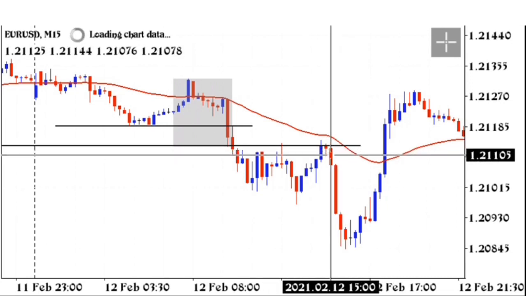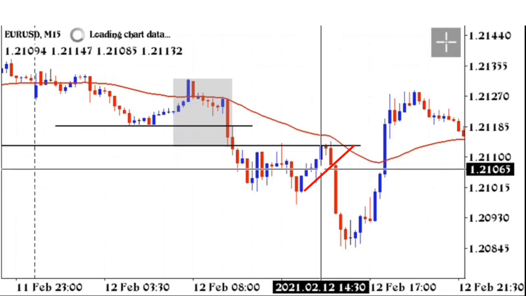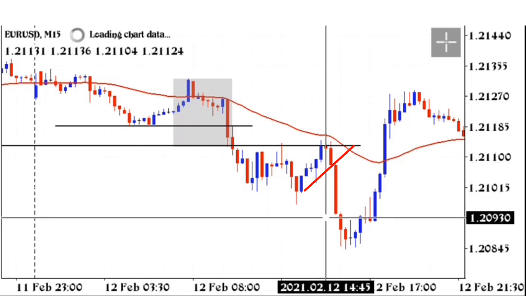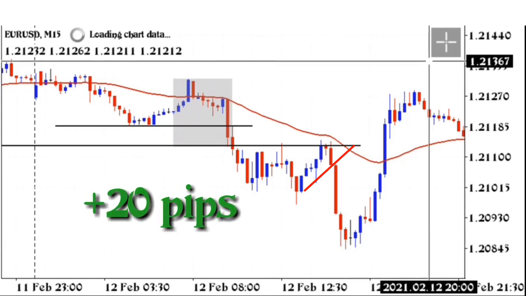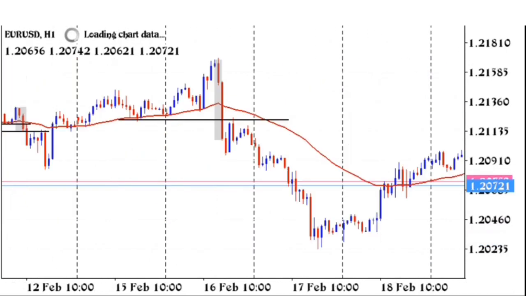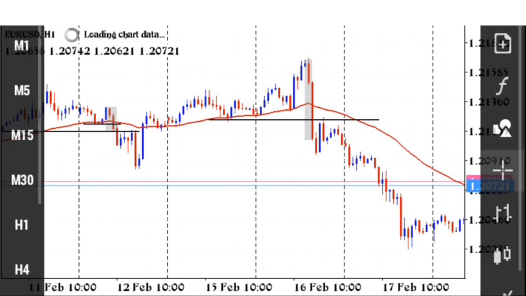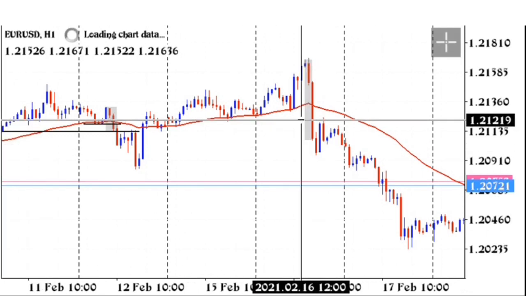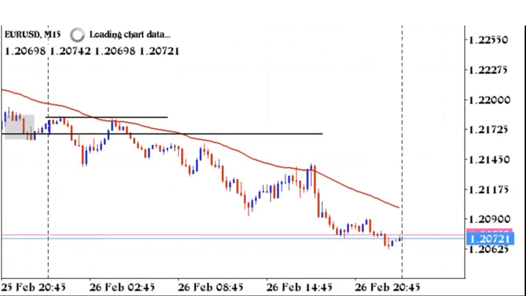My entry would have been after this bearish candle. Did I get my 20 pips? My entry is at 2106, 96, 86. Yeah, I got my 20 pips. Okay, then there's another setup here on the 16th of February. You can see the bearish candle that closed below 50 moving average. Go back to the 15 minutes.